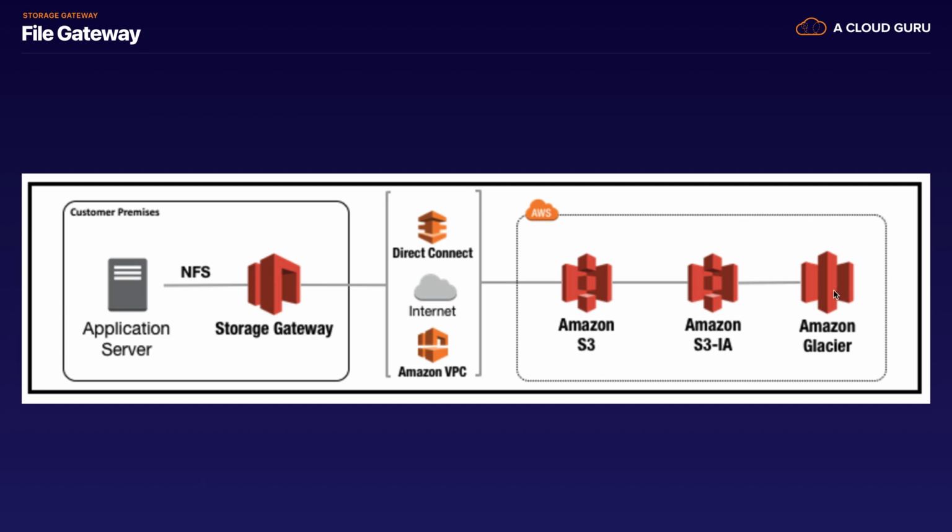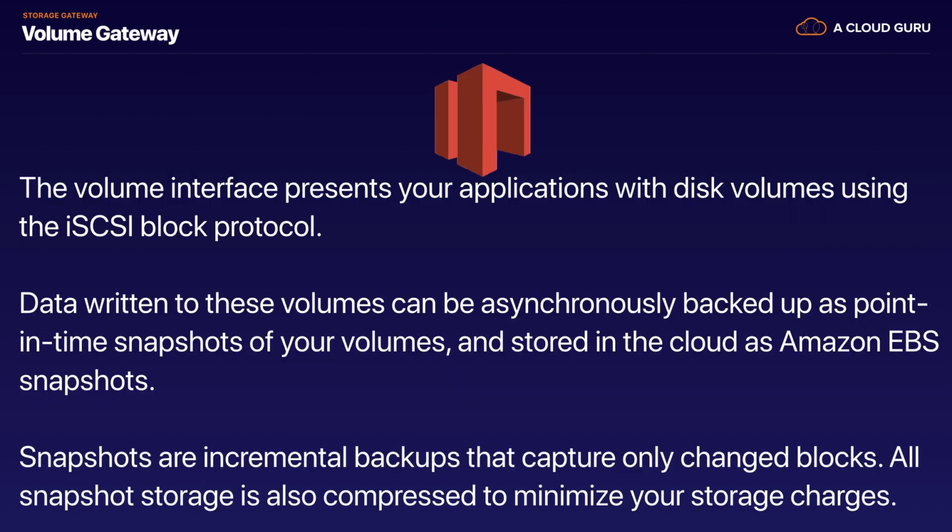And this diagram is slightly out of date. It has S3 IA, doesn't have S3 with intelligent tiering, and it doesn't have the 2 different types of Glacier, but you get the point. It basically is a way of storing your application server's data into S3. So that's all File Gateway is.